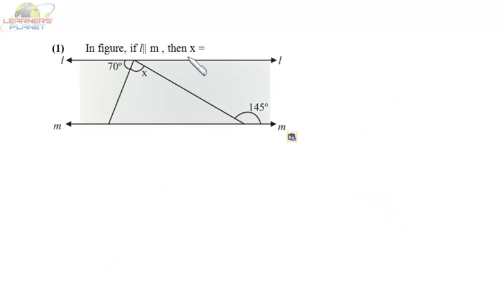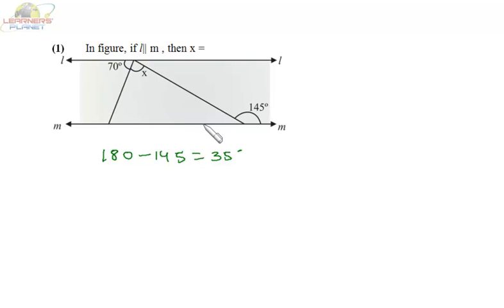Okay. Now in this question, we have to further find out the value of x. Now line L is parallel to line M. If this angle is 145 degree, then what will be the value of this angle? Can we calculate that? Yes. Since this angle and this angle, both of them are linear pair, so this angle will be 180 minus 145. So it is 35 degree. So this angle is 35 degree.